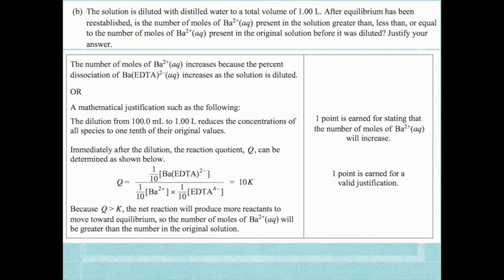So if I consider my Q, the concentration of barium EDTA would be 1/10 the value, but the concentrations of barium and EDTA would also be 1/10, which means my Q is going to be larger than my K. It's actually going to be 10 times my K. Since Q is greater than K, the reaction is going to proceed towards the reactants, which means the number of moles of barium is going to be greater than in the original solution. If you can, read the other explanation, but I like thinking about it in terms of Q and K and being able to actually calculate it.